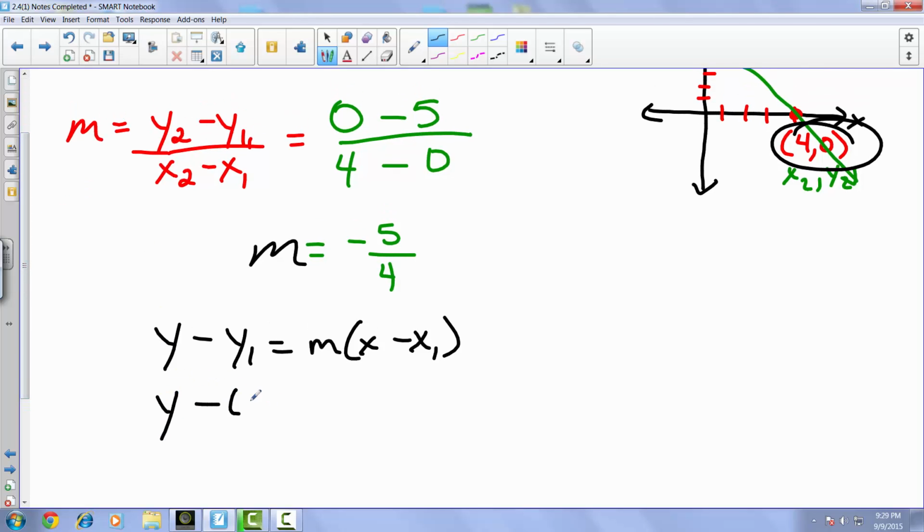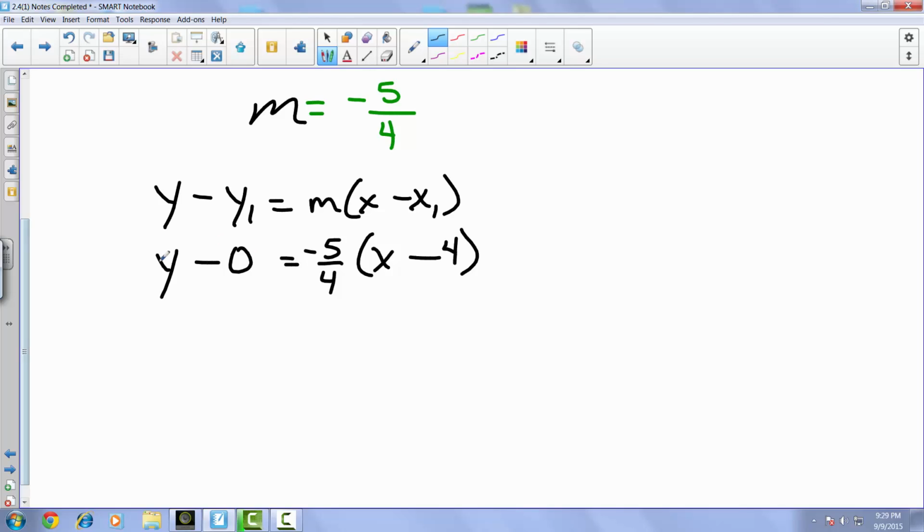We end up then with y minus 0 is equal to our m times this arbitrary x. Oops, we already know what m is. We can throw him in there. That is negative 5/4 times this arbitrary x minus this x1. In this case, it's 4.